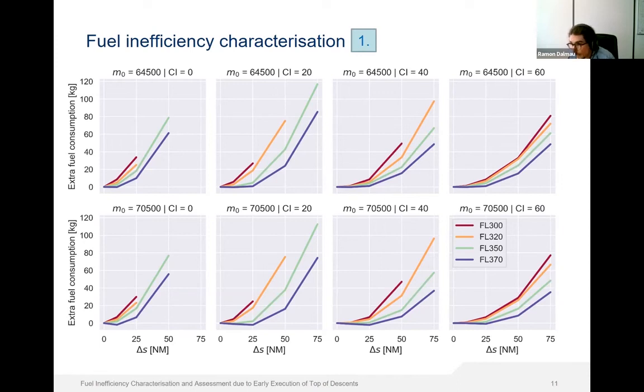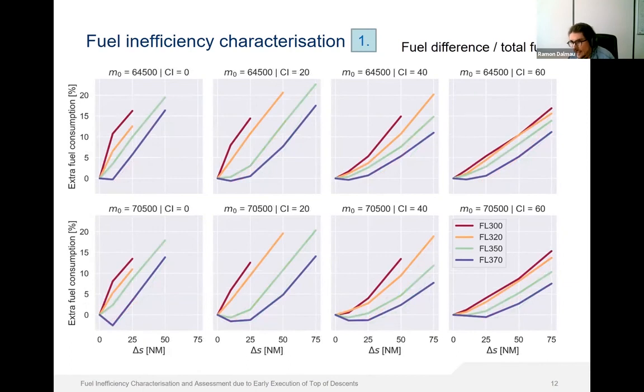According to this figure, the earlier the aircraft starts the descent from the optimal top of descent, the higher the extra fuel consumption in absolute terms. We can also observe that the extra fuel consumption could be as high as 120 kilograms for a very extreme case where the descent starts 75 nautical miles before the optimal top of descent.